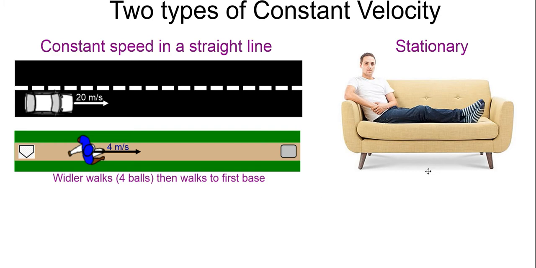The other one is a little less obvious, but it's just sitting still, stationary. This guy's velocity is 0 meters per second, that's not changing. And now obviously his direction is not changing. So two kinds of constant velocity, one of them stationary.